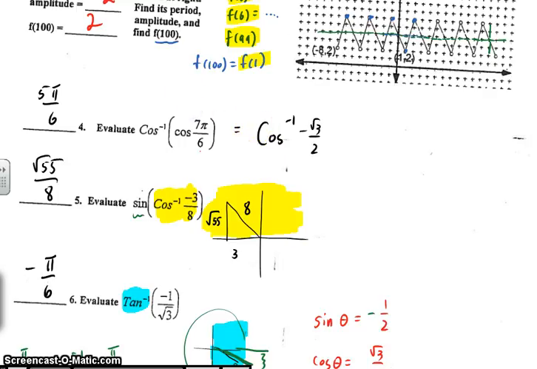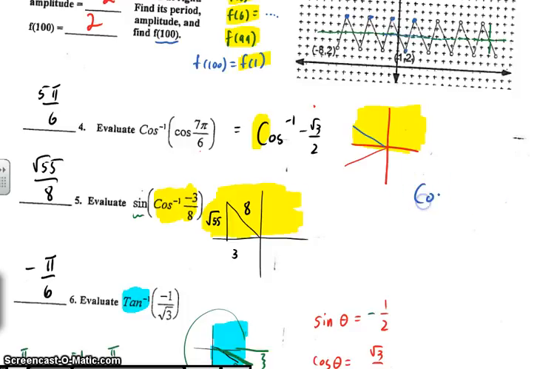But we have to remember that inverse cosine, for this capital C, has a range only between 0 and pi. And so we need to find the cosine of 7 pi over 6, which happens to be right there, and that cosine is negative root 3 over 2. And then we need to say what angle has the same cosine of that, but has to be between 0 and pi. And that angle is 5 pi over 6. So the answer to this is 5 pi over 6.